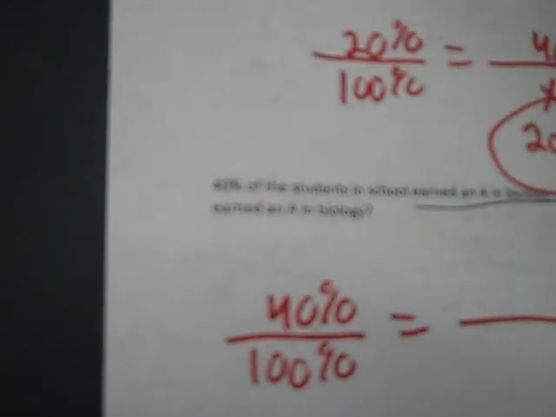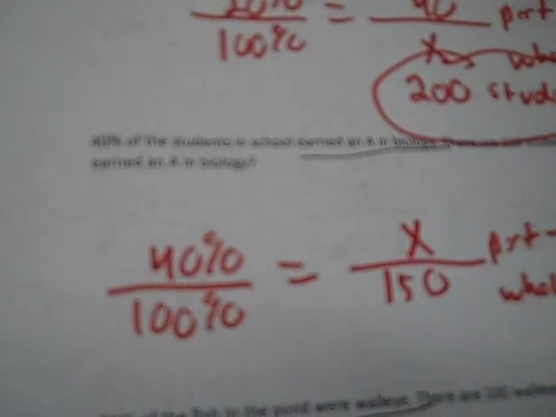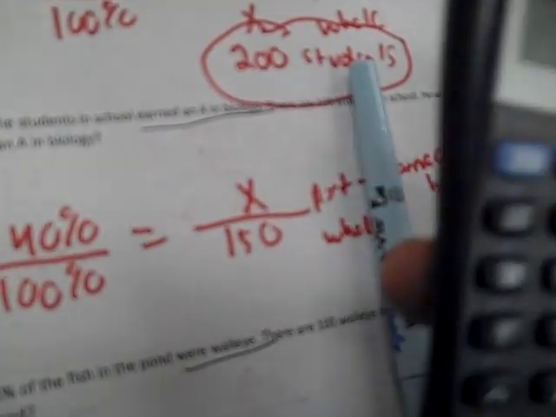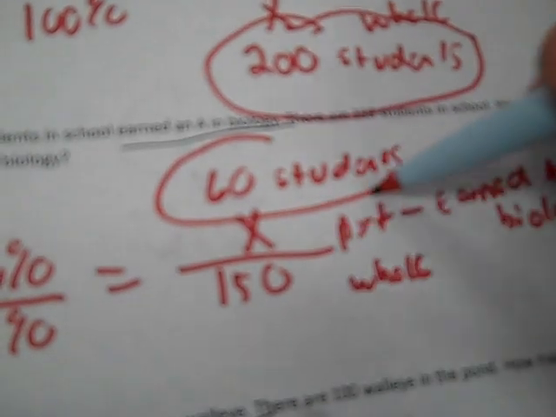Now you got to read the sentence. Read from here to here. There are 150 students in school. Well, it doesn't say they earned an A in biology. That's just how many there are, the whole. Your job's to find the part that earned the A. So I multiply 40 times 150 before dividing by 100, and that gives me 60. So again, it's 150 students, so it's 60 students. 60 students earn the A in biology.